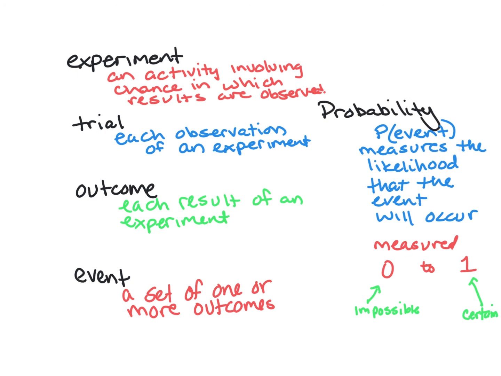And we measure that on a scale of 0 to 1, where 0 is absolutely impossible that it can happen, and 1 is absolutely certain that it's going to happen. So the numbers we would come up with in terms of probability are going to be either a fraction, decimal, or a percent. So let's have a look at probability happening.